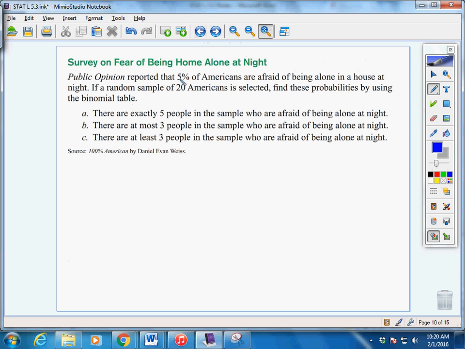Public opinion reported that 5% of Americans are afraid of being alone in the house at night. If a random sample of 20 Americans is selected, find these probabilities using the binomial table. All right, let's start with part A. Identify the 3 things we need to know. We need to know our n, number of trials. There were 20 Americans selected. We want to find the probability that there are exactly 5 people. So our random variable x is 5.